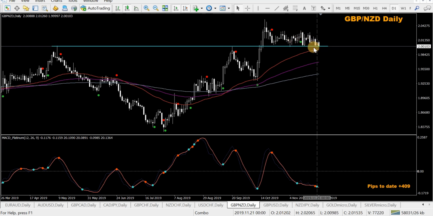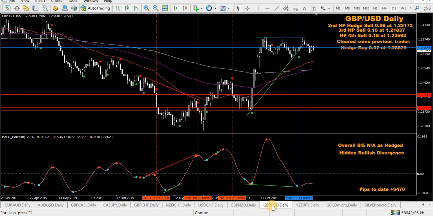But it could roll over and turn back up again, so it could still be a buy in there, and I've got a buy bias. Right, pound USD. This is a bit ugly too. I think I'm hedged here. Yeah, I'm hedged.